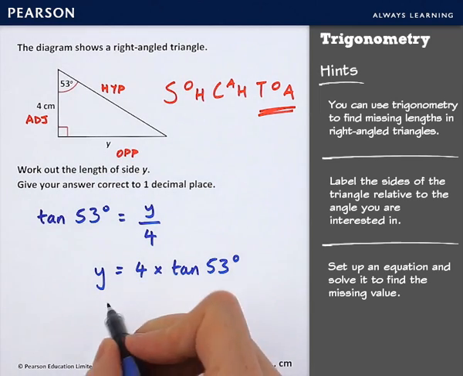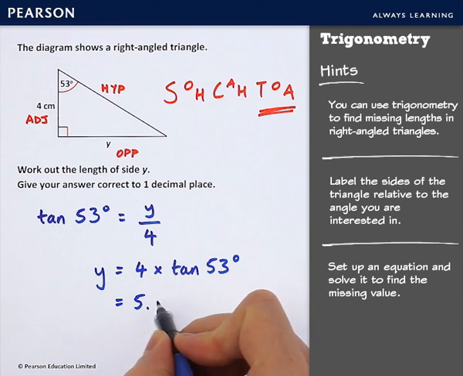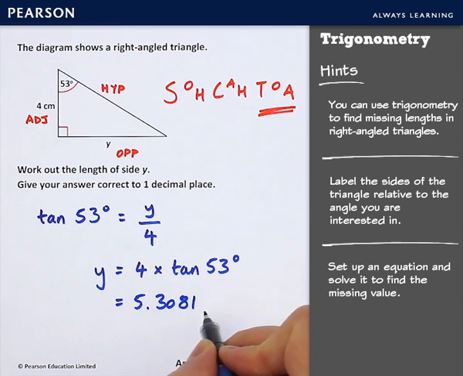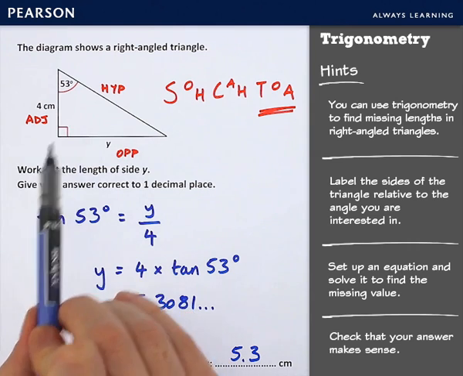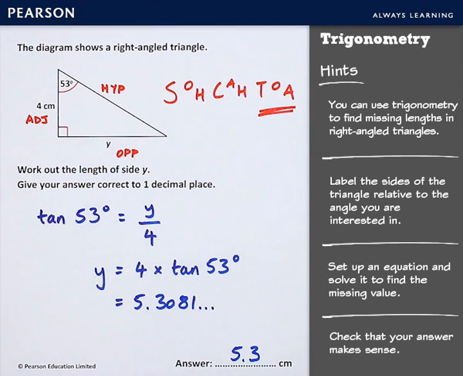So y equals 5.3081... Finally, round your answer to 1 decimal place. It's 5.3 centimetres. Check that your answer makes sense. The diagram isn't accurate, so you can't measure, but 5.3 centimetres looks about right.